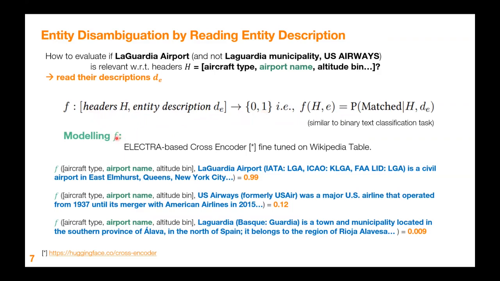For modeling F, we fine-tune an Electra-based cross-encoder on Wikipedia tables. And some examples are shown here. LaGuardia Airport matches very well with the headers airport type, airport name, altitude, whereas other entities are not relevant.